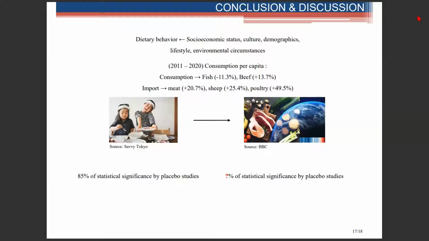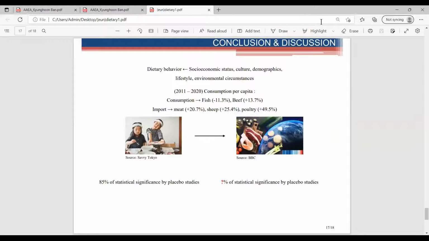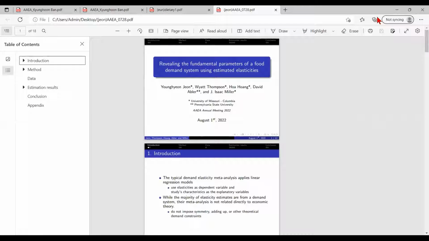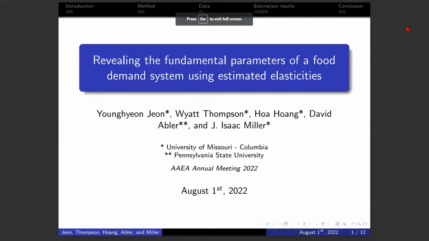We have enough time, so please, when you ask some questions. Okay, the third one is Ms. Young-hyun Jeon, revealing the fundamental parameters of a food demand system using estimated elasticities.